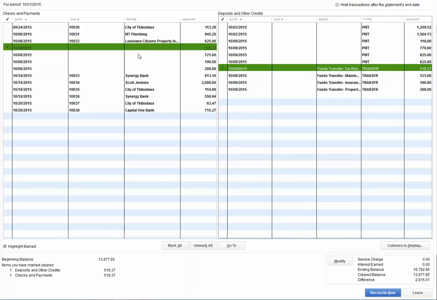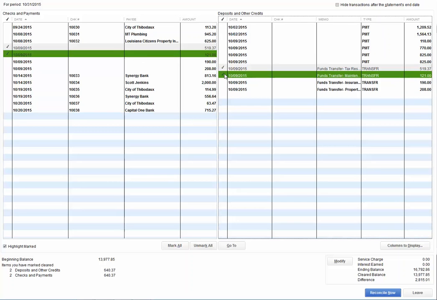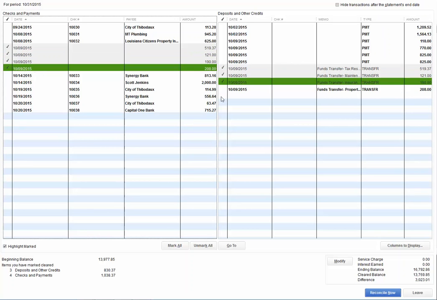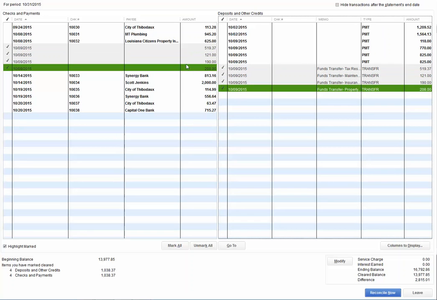So when I'm reconciling each month, I'll be clearing my transfers against one another. So long as I have both a withdrawal and a deposit, they clear. The end result is zero. It has no net effect. The remaining transactions are my actual true transactions, which will be reconciled against my bank statement.